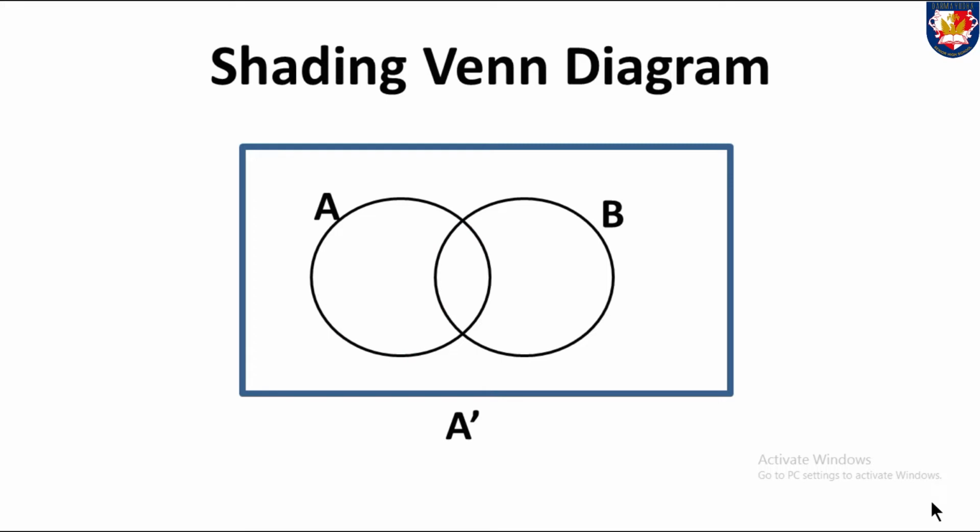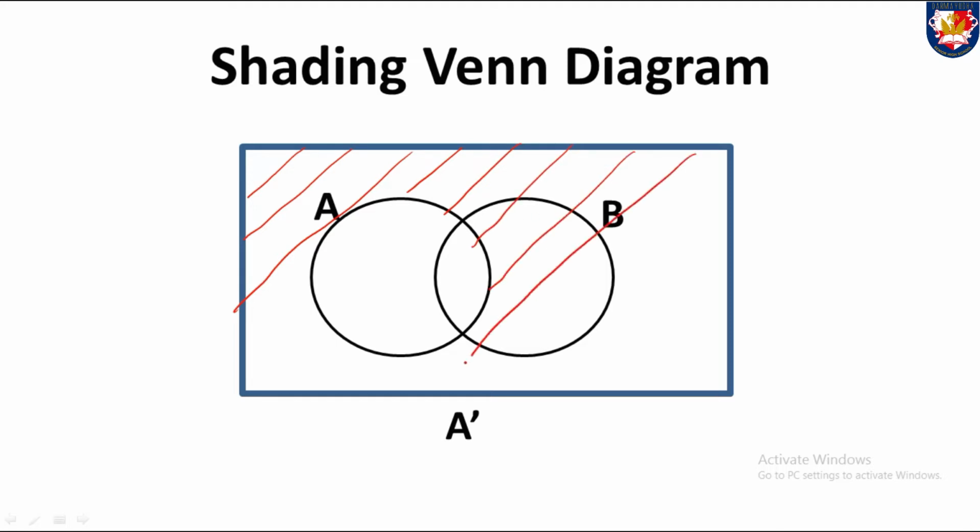Now, how to shade the area of A complement while there is B inside the universal set? Again, in order to find the region or the area of set A complement, we don't care about B. Let's focus on the set A. So A complement is the area or the region outside of A. So we shade all the area outside of A. We don't care about the area of set B. We shade all the area outside set A. So this is all the region or the area of A complement.